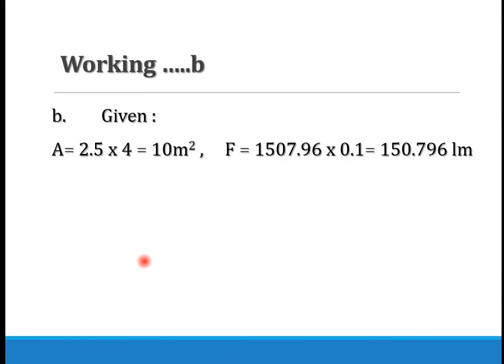Another question that we have been asked is to work out the illuminance. We can calculate the area. The area is going to be 2.5 times 4, which is 10 square meters. And for the flux, 1/10 of the flux emitted falls at right angles onto the surface. Then we need to find 1/10 of the total flux that is given out by the source. So you multiply 1 over 10, which is equivalent to 0.1, times 1507.96. If we multiply, then we are going to have 150.796 lumens.